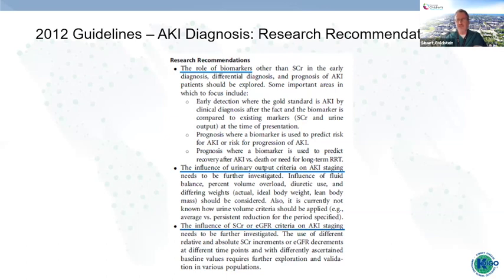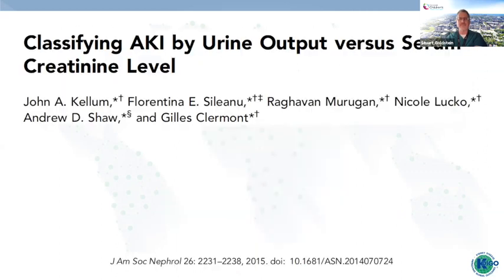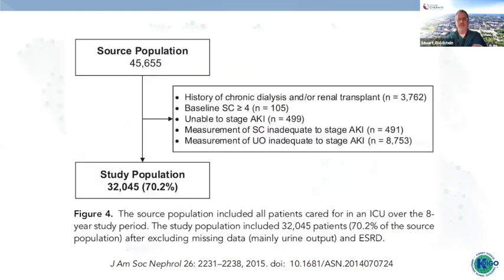Well, that's what I've just demonstrated for you with AKI-EPI and AWARE, and for neonates, AWAKEN showed the same thing. So now let's talk about urine output. So the first study that really looked at this in a systematic and reliable way was published by John Kellum and colleagues in the Journal of the American Society of Nephrology about 5 years ago.